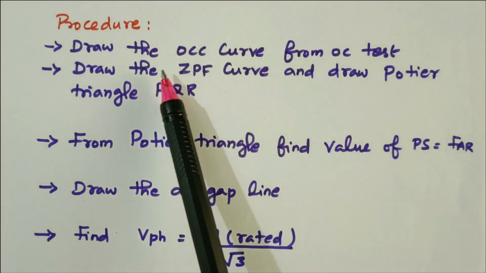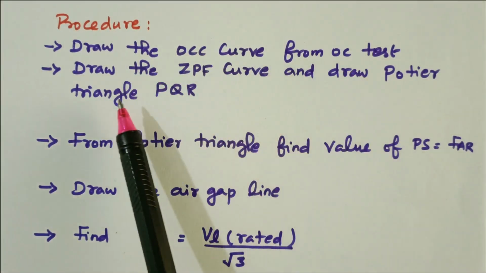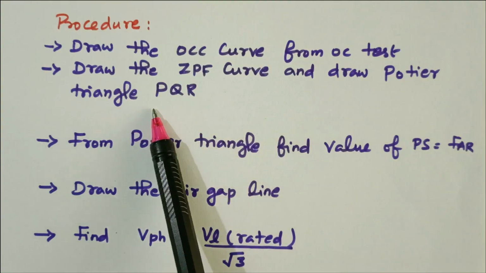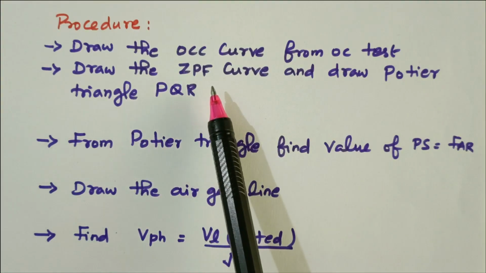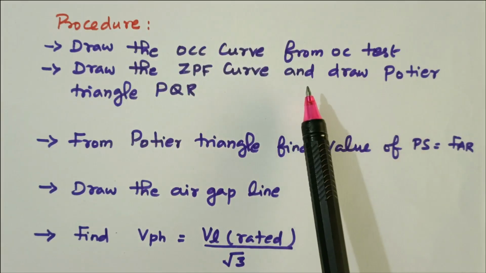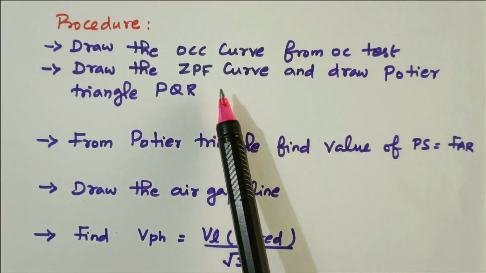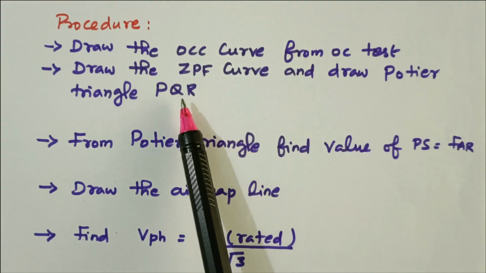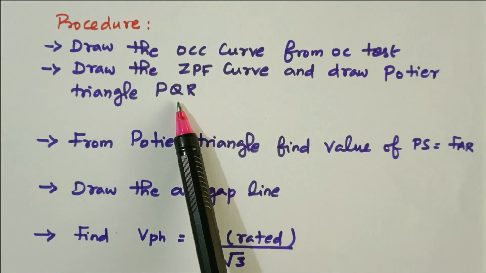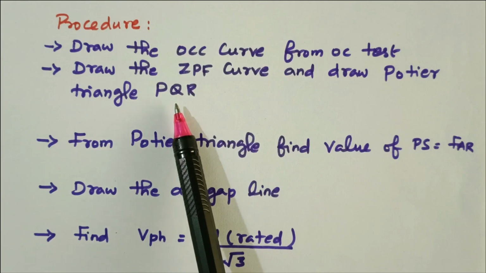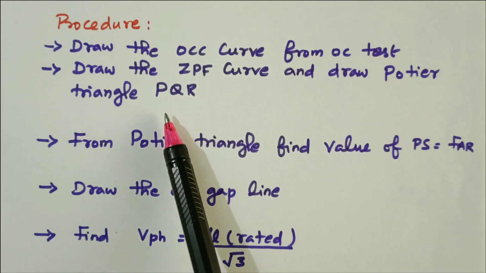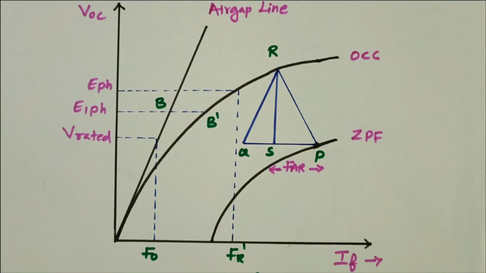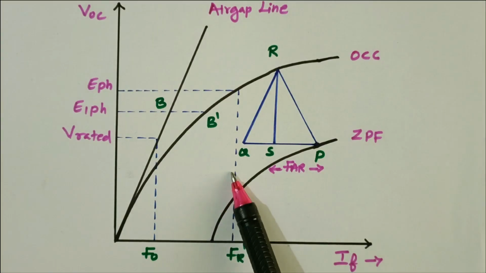First we need to draw the OCC curve from the OC test and the ZPF, zero power factor curve, and the Portier triangle PQR. For this ZPF curve and Portier triangle, a separate video is available. From that we can understand the procedure. Now we'll see the graph, then we'll go to the procedure. After seeing the graph we are able to understand. Now we'll see the graph for the ASA method. So this is the graph for the ASA method.